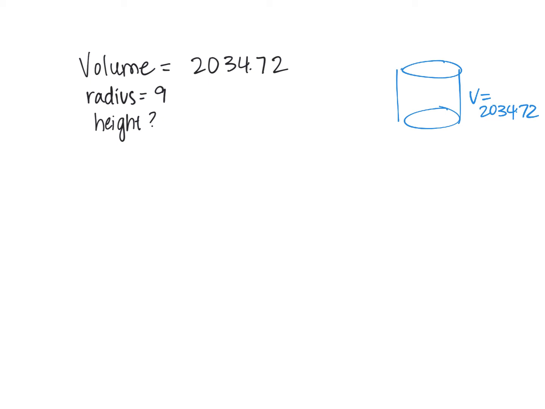So this time I'm kind of giving you the answer, the volume. I'm going to tell you that the radius of this cylinder is 9. So that's 9. This time we do not know the height. I'm just going to call that h. So I do not know how tall it is. I want to know, can we find that height?